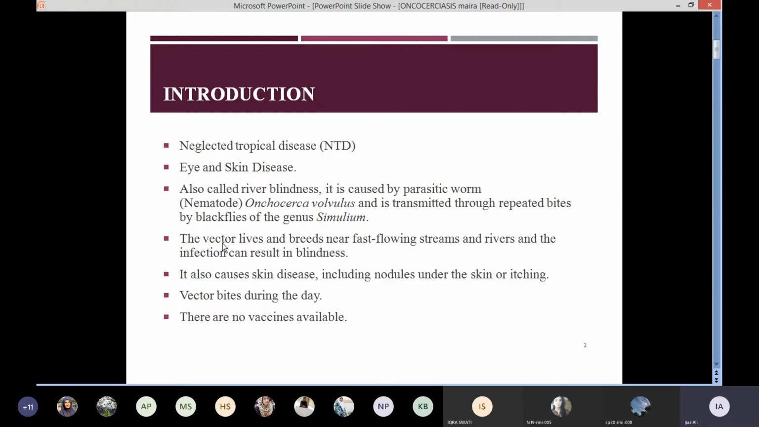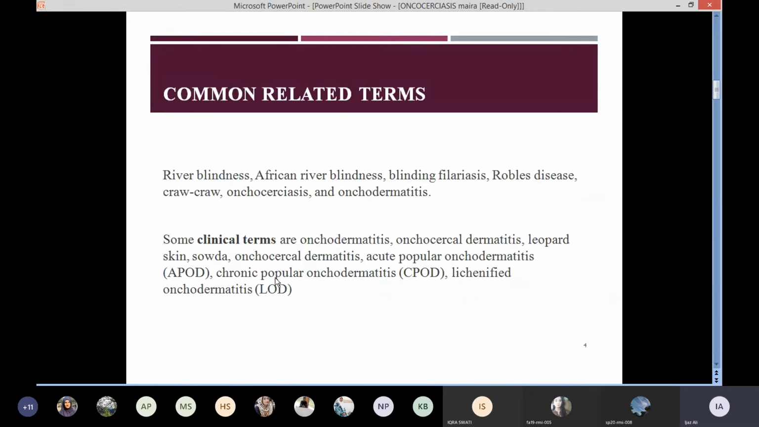This vector is found near the fast-flowing streams in the tropical region, near the rivers, and it can bite people because it sucks blood, which this particular vector needs for ovulation. Along with that, it also passes on this parasite, the nematode, to the people. The skin disease appears in the form of nodules that you would see on the surface of the skin or under the skin, and it causes a lot of itching as well when you are infected. The vector is a day-biting vector, so it bites people during the daytime. There is no vaccine available for this particular disease.